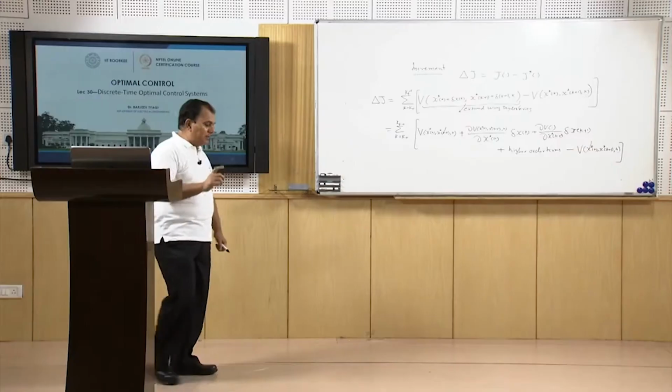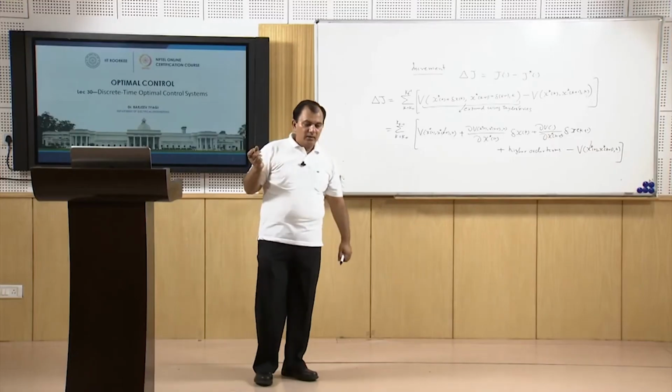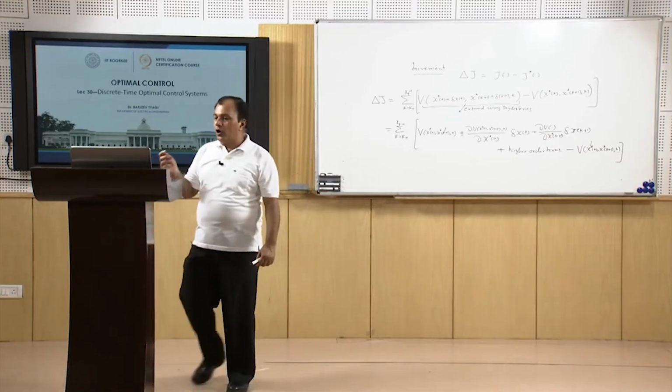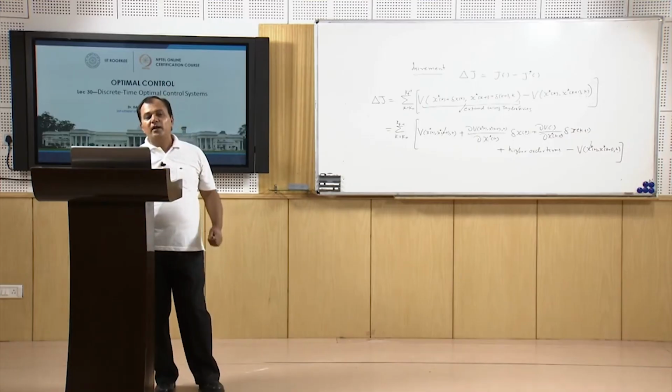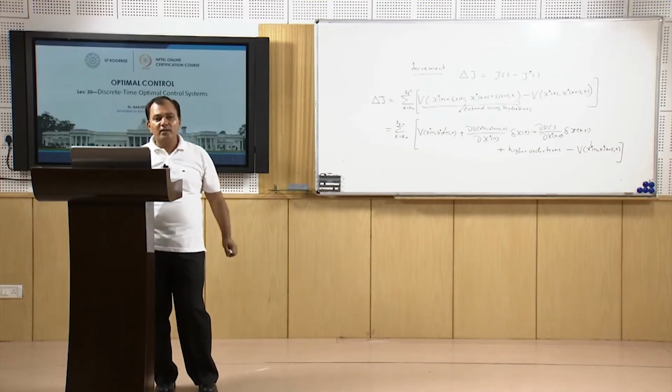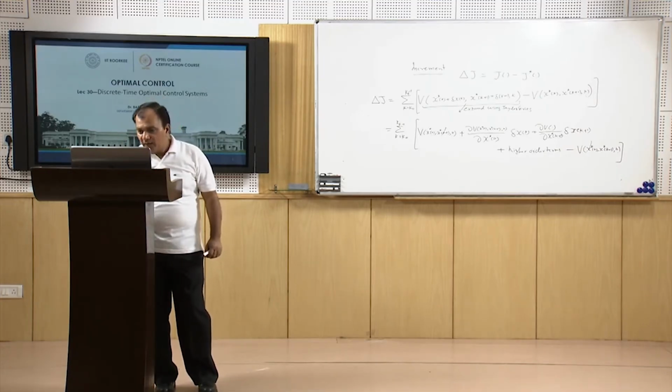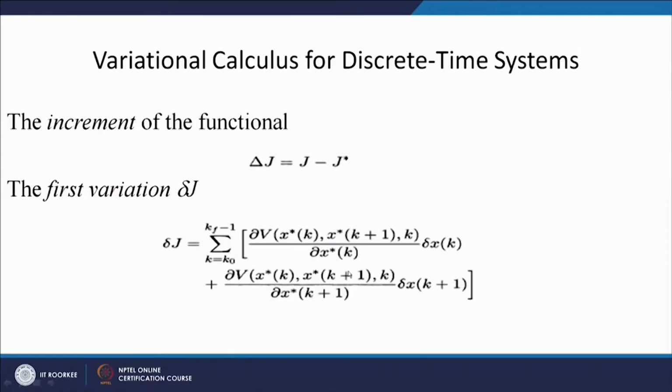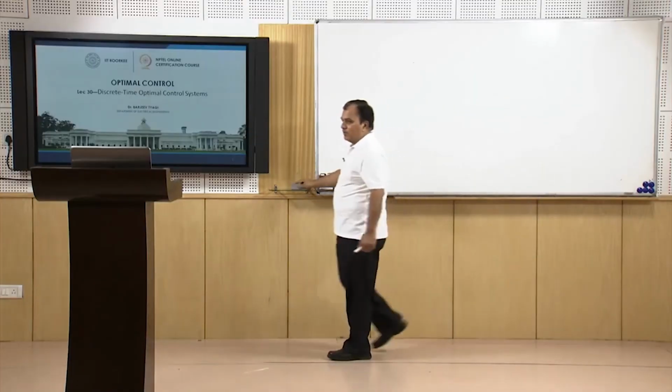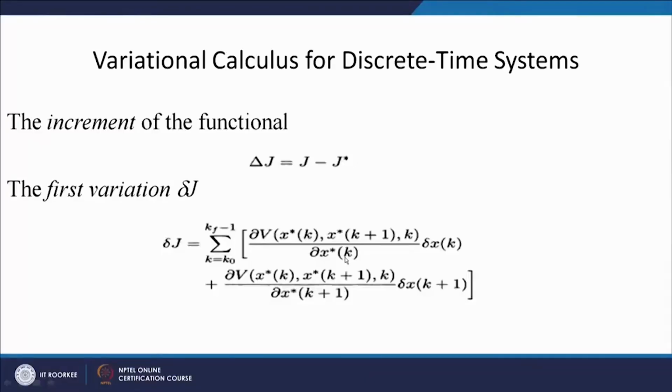Like in a continuous time case, we have the x dot term in place of x k plus 1, and we are converting this x dot in terms of delta x. So, similarly here we will see, can we convert this second term in terms of delta x of k. So, what actually we have? We have the first variation as del v by del x delta x, plus del v by del x k plus 1 delta x k plus 1.